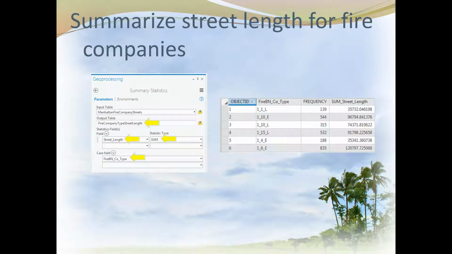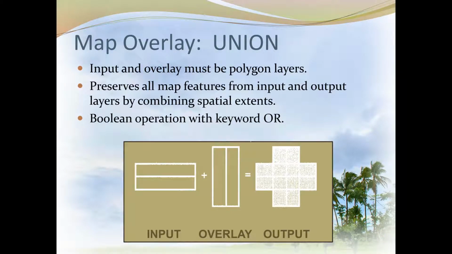And we could summarize street length for the fire companies, just by using summarize statistics. The second one is a Boolean operation with the keyword "or," like cat or dog: no matter what you have, as long as you have a pet. But for the first one, if you say you are a pet lover, that you have a cat and dog, you must have both. Here, as long as you have a pet, it's fine.